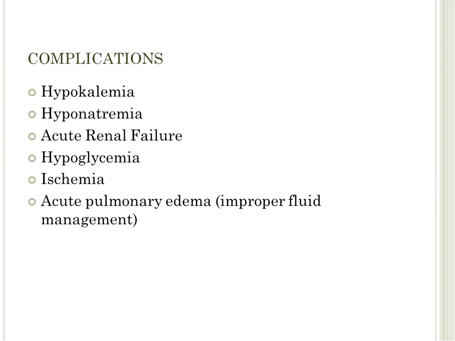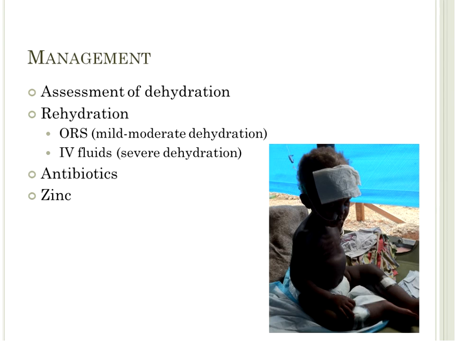So some of the complications, as mentioned before, hypokalemia, low potassium, hyponatremia from dehydration. You can get acute renal failure from dehydration, hypoglycemia. So for patients that have a history of heart disease, they're actually prone to developing ischemia, so heart attacks, as a result of just being in this very fragile state. But also, as you're rehydrating patients, one thing to pay close attention to is acute pulmonary edema from giving too much fluids.